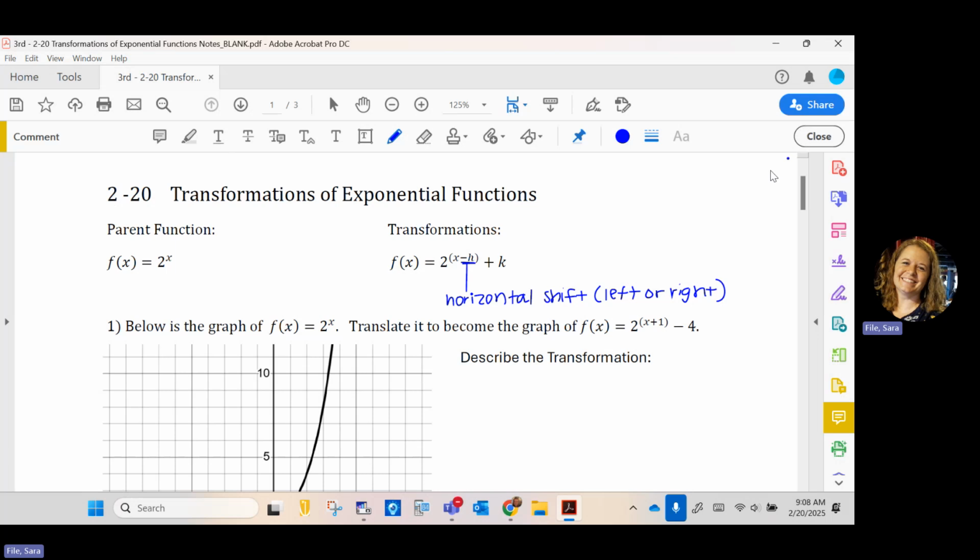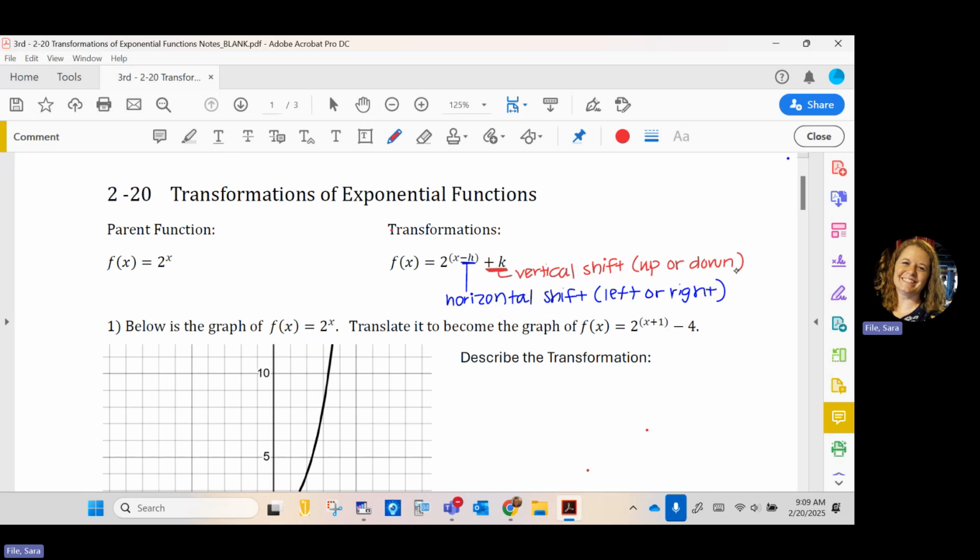Okay, the plus k, we actually talked about this one yesterday the most, I think, because we talked about how this shifts our graph up or down. Because remember, k is your vertical shift. Okay, so that shifts your graph up or down. Now, the graph of exponentials has a horizontal asymptote. And when we shift our graph up or down, that asymptote shifts with it.